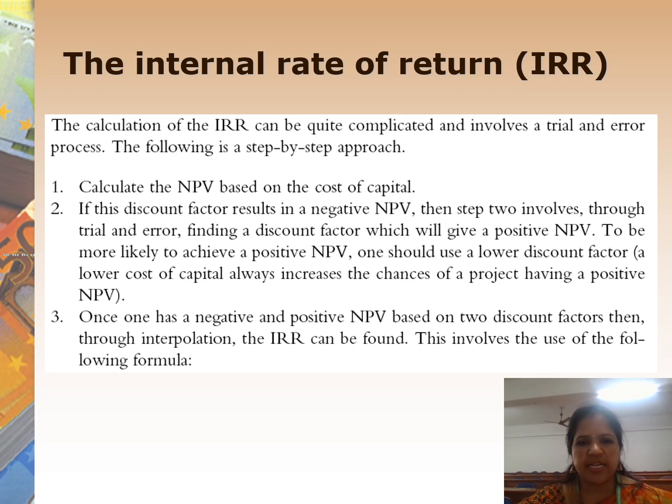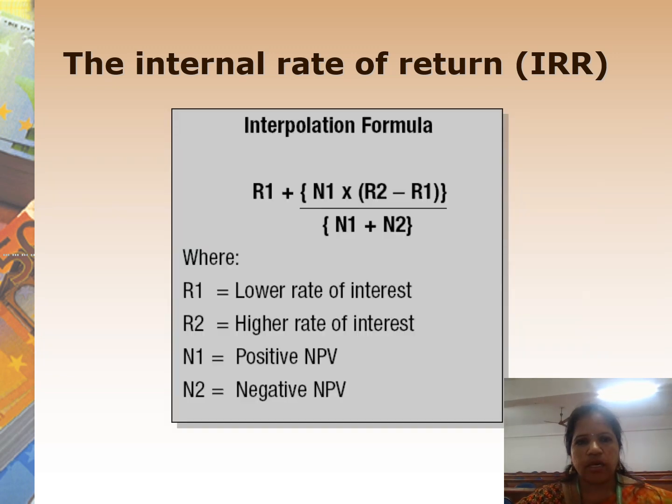Once one has a negative and a positive NPV based on two discount factors, then through interpolation the IRR can be found. This involves the use of the following formula. The internal rate of return formula: R1 plus N1 into R2 minus R1, divided by N1 minus N2. R1 is the lower rate of interest, R2 is the higher rate of interest, N1 is the positive and N2 is the negative net present value.